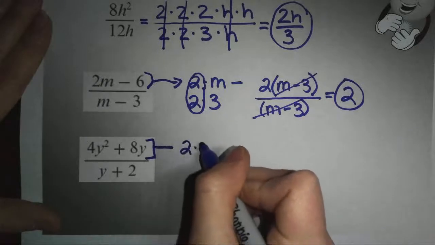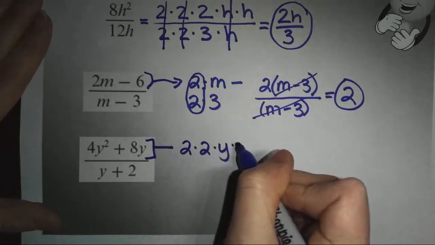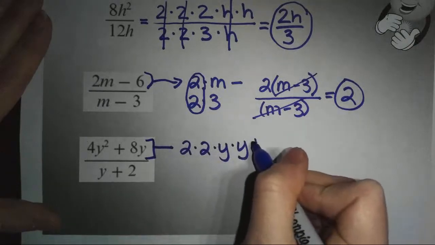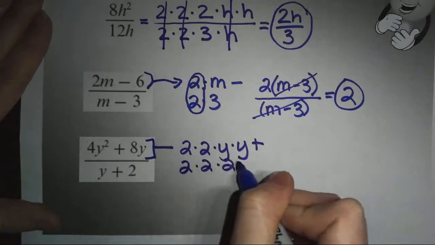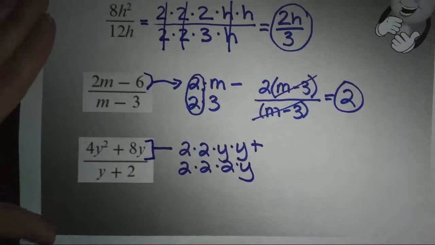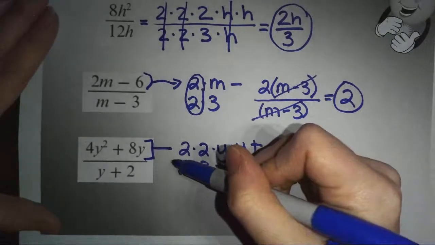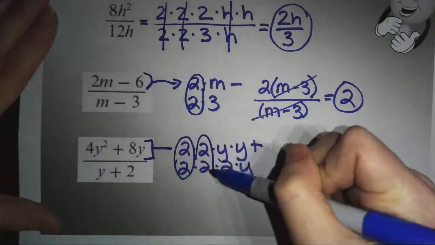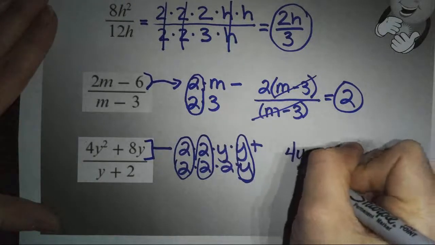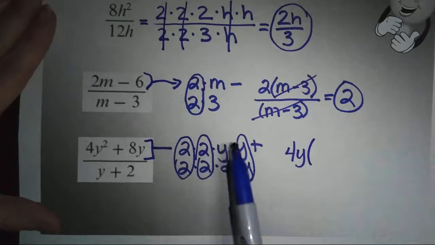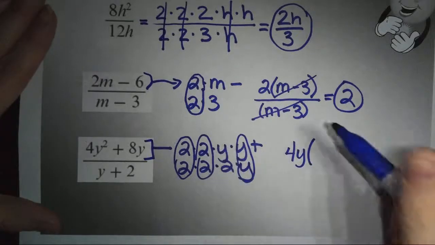4y squared would be 2 times 2 times y times y. Then I've got a plus. 8y would be 2 times 2 times 2 times y. What they have in common is my greatest common factor. So I've got 2 times 2 times y, or 4y. And then what I have left is y plus 2.